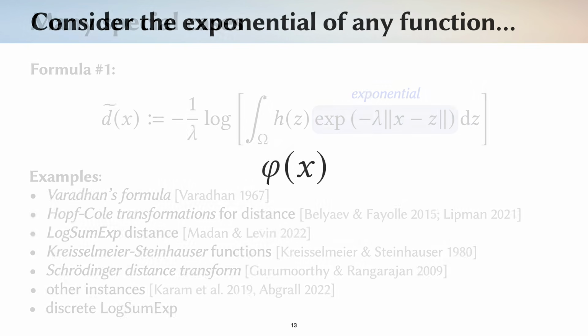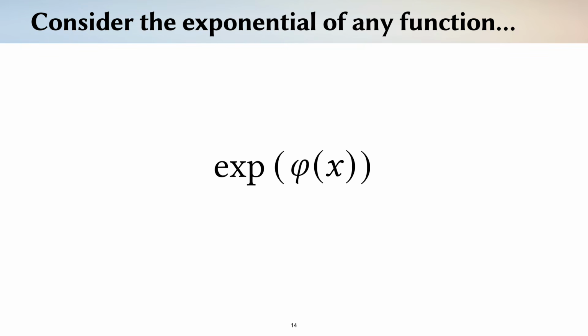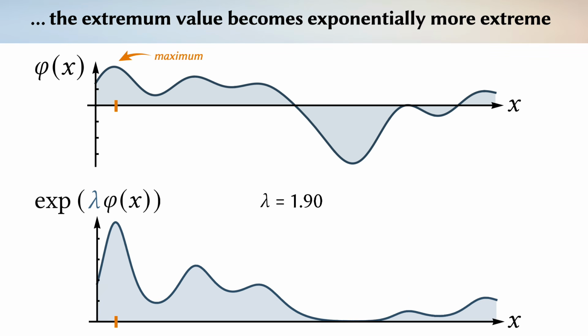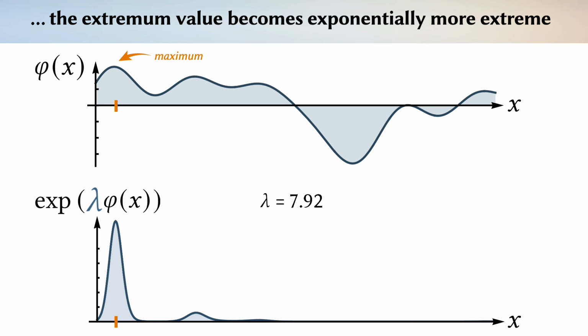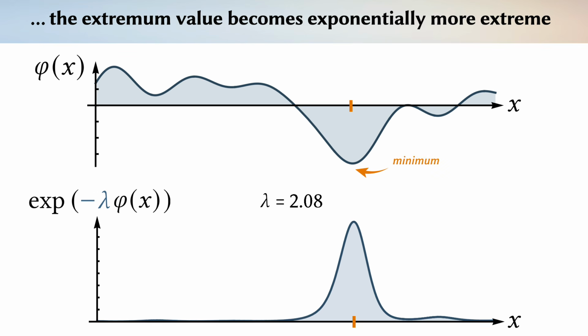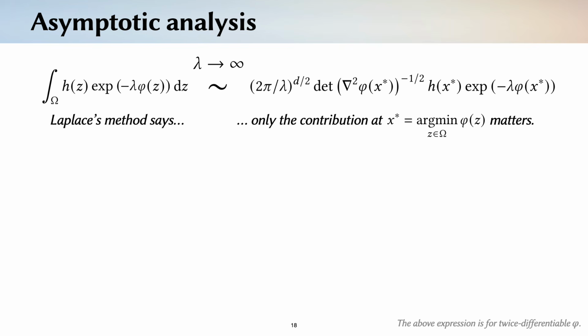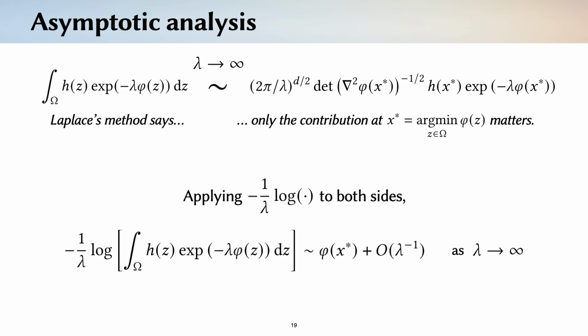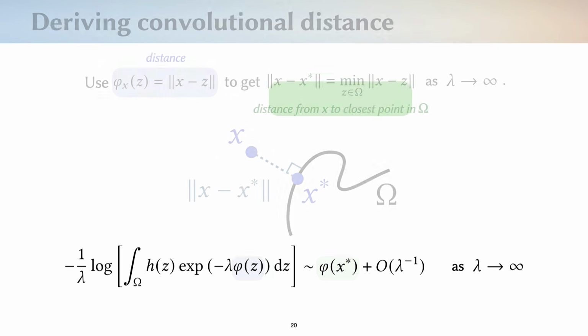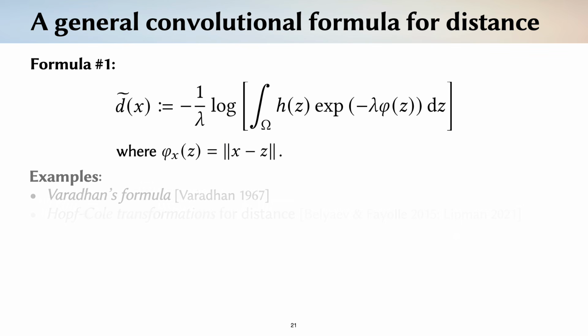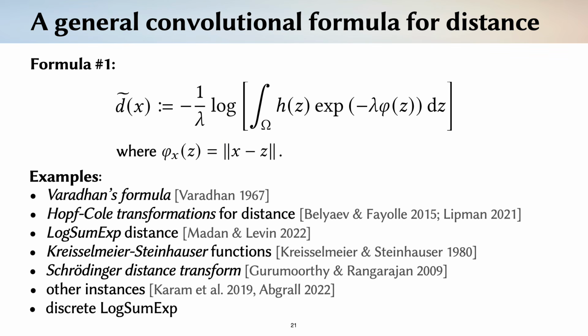In particular, consider any function phi and apply the exponential. The difference between the largest values of phi versus the rest becomes exponentially exaggerated, with a parameter lambda controlling the severity of this disparity. Similarly, if we consider the negation of these values, it's the smallest value that becomes exponentially larger than the rest. In fact, one can show that any integral of the following form becomes dominated by the contribution at the minimizer. Then, taking a log, for example, makes this whole process act like the minimum operator. So by letting phi equal a distance function, this gives us our first general convolutional formula for distance, of which there are many special cases.